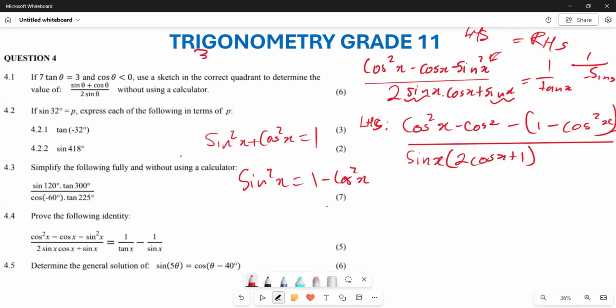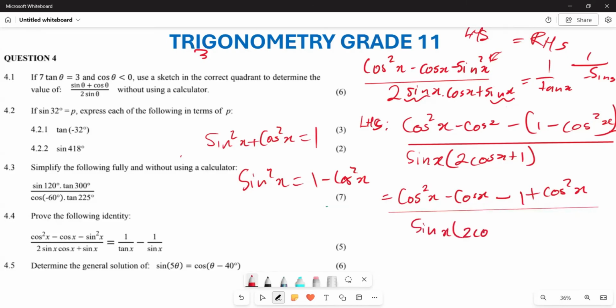And now from here, let's try and expand and see what it is that you are going to do. Now, this is the same as cos 2x or cos squared x subtract cos x, and then this is subtract 1 plus cos squared x. Can you see that? Over, this is the same as sine x into 2 cos x plus 1.